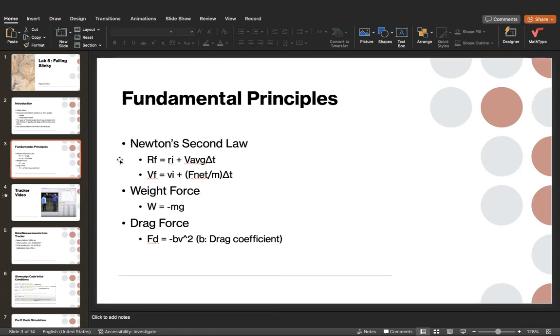Some fundamental physical principles. First, Newton's second law, which is the update of the position formula using the average velocity. Then the velocity update formula, as you can see, with F net, the weight force, which is minus mg, then the drag force, which is minus bv squared, where b is the drag coefficient.